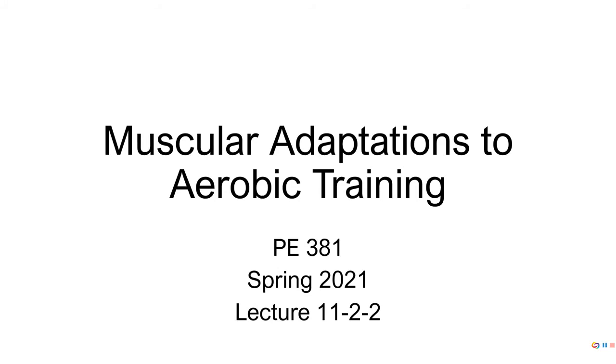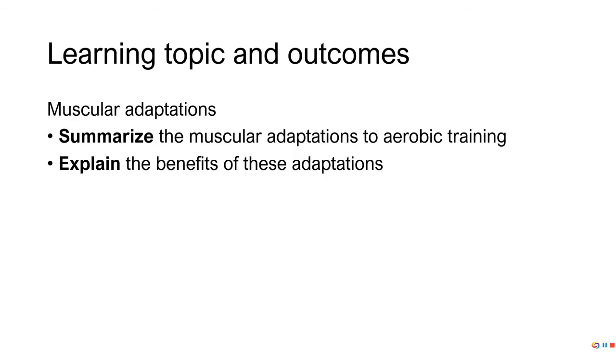To start talking about muscular adaptations with this video, remember, this is aerobic training. Some of the things you might be thinking of are adaptations that occur with resistance training or anaerobic training. So again, same two objectives for this video as we've had for the last two: what happens to the muscle, and why are these beneficial?